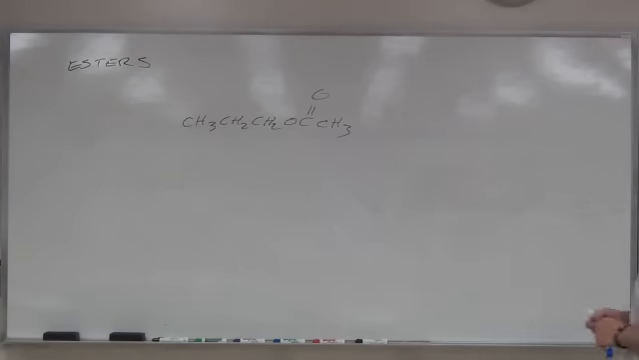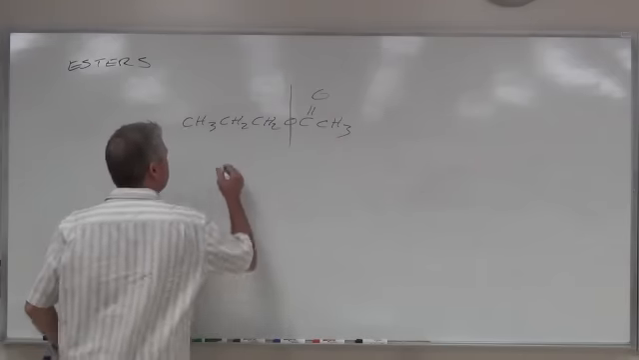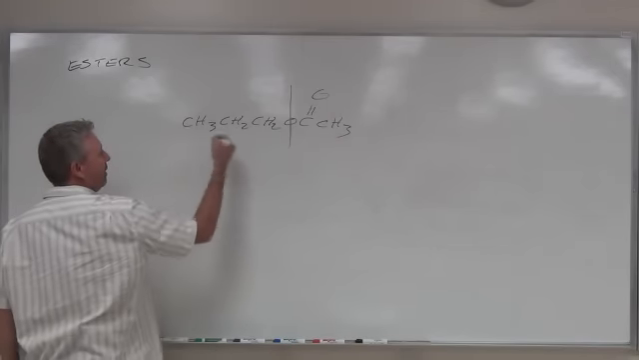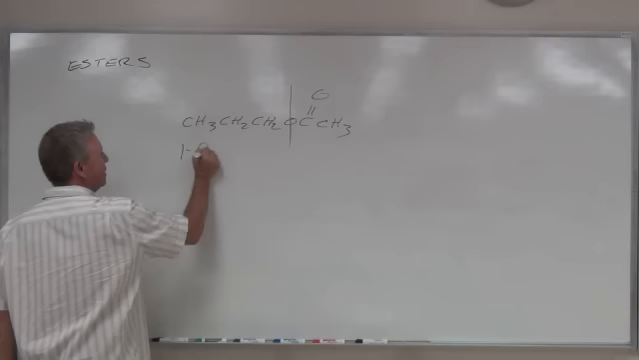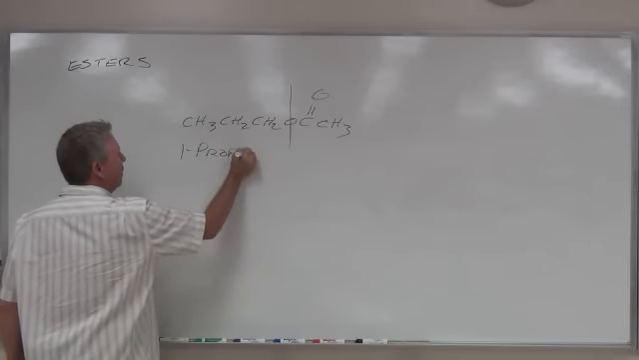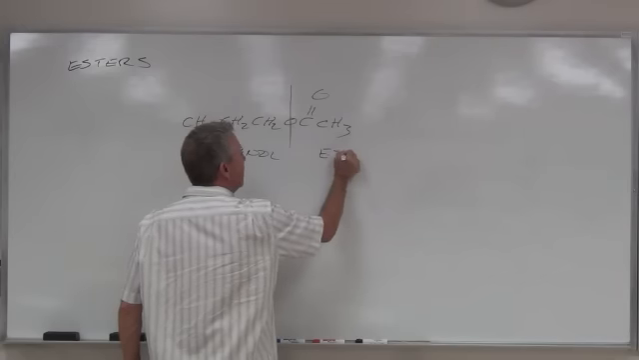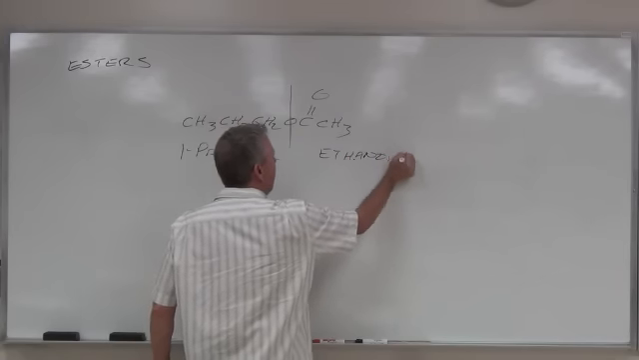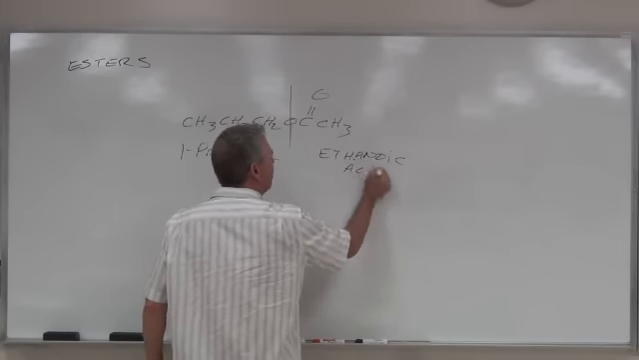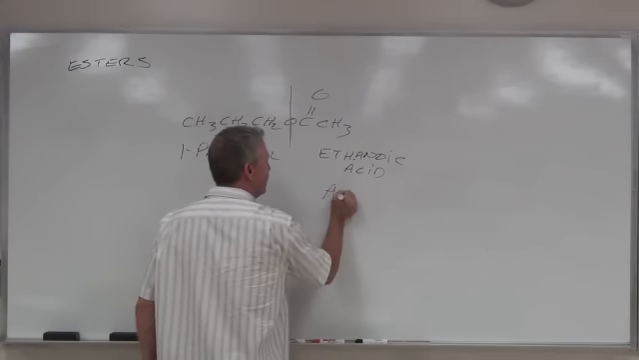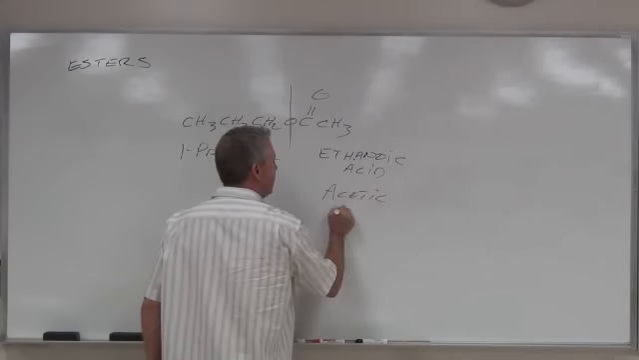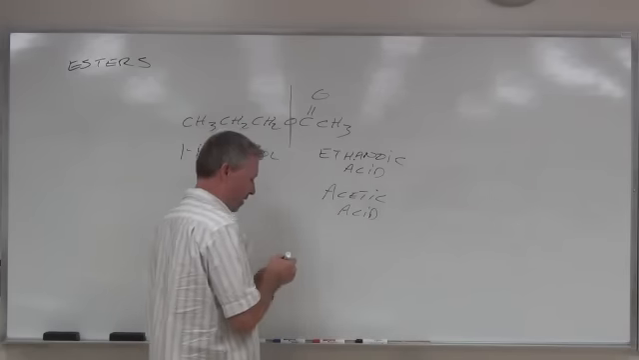Acetic acid, right? So here we go. We got this 1, 2, 3 bound at carbon 1. This is 1. Oh, it's the same one I used last time, huh? 1-propanol. This one here, ethanoic acid, right? But ethanoic acid is acetic acid. It's hardly ever called ethanoic acid.